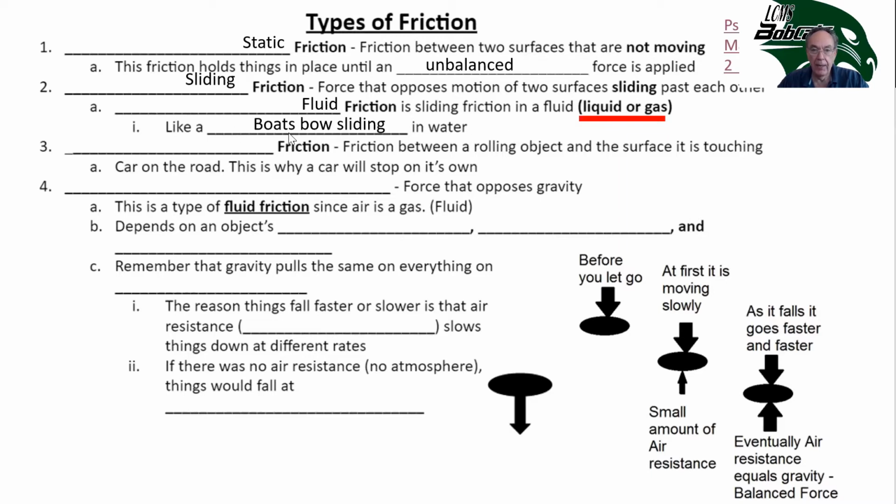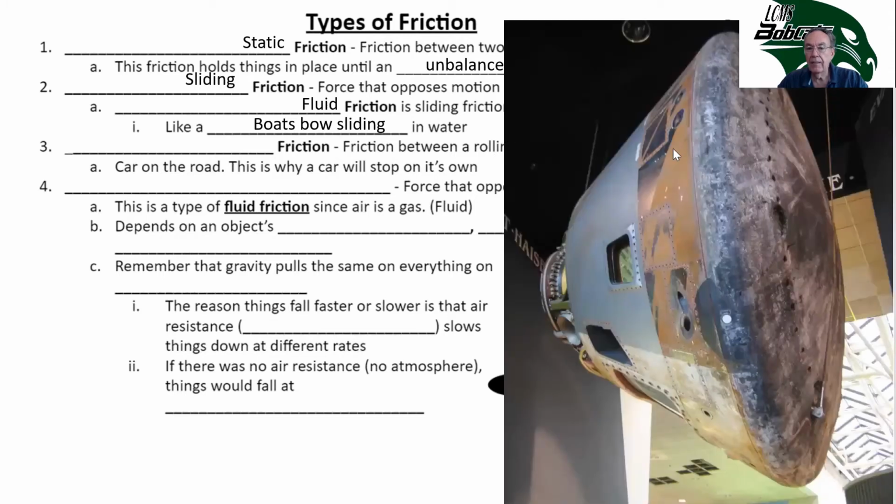So I put in here a boat's bow sliding in the water. This is a picture of one of the Apollo capsules. When it left Earth, the bottom of this was white. It had something called a heat shield on it.